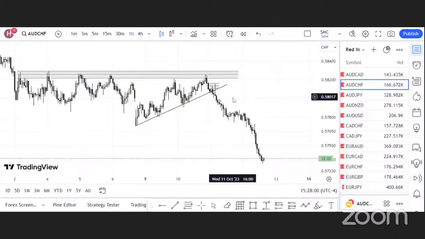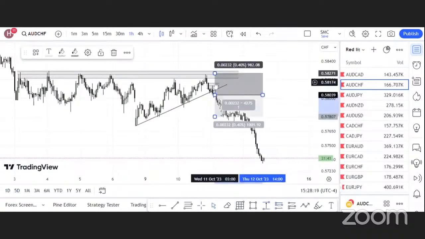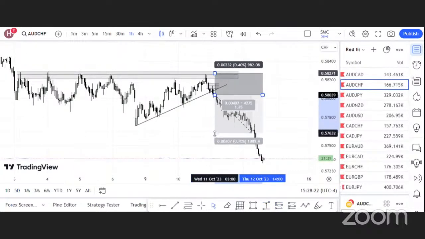Okay, so you see what happened here. The market broke out of this trend line, retested, and the market continued to go down. This is just the easy way to make your analysis, guys. Very, very easy. The easiest way to make your analysis.